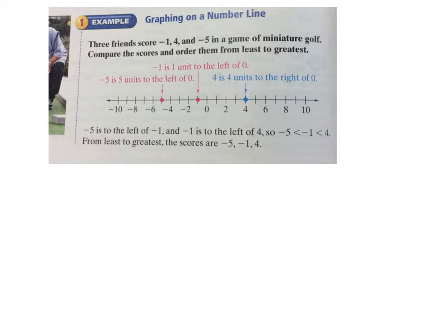So -1 is going to go here just to the left of 0. Remember your negatives go -1, -2, -3, -4. It's forever and ever, right? So 1 to the left of 0 right there. -5 is 5 units left of 0, so again it's negative, so it's going left of 0. And 4 is 4 units to the right of 0, so 1, 2, 3, 4. And as a reminder, -5 is to the left of -1, so things that are farther to the left are smaller. So -5 is the smallest, -1 is the next biggest, and then the largest of these three numbers is the number 4. So from least to greatest, there are -5, -1, and 4.